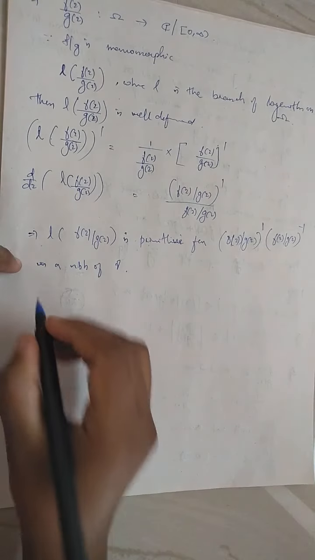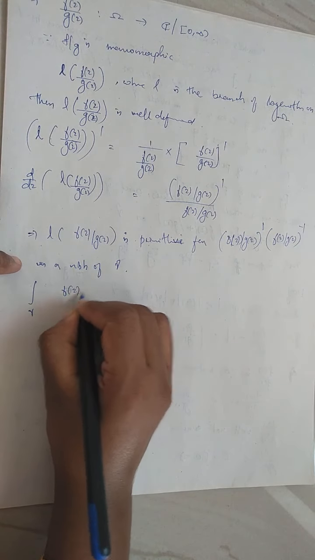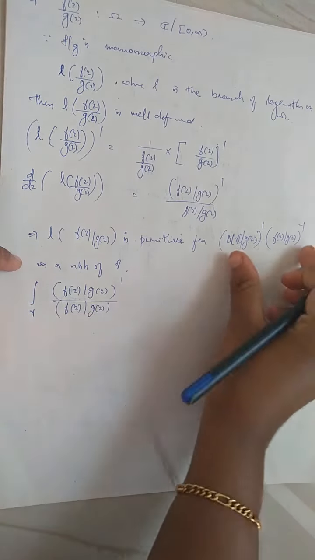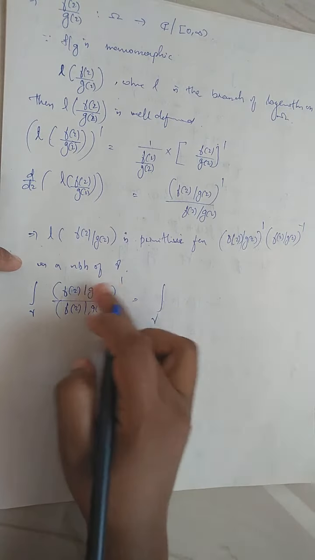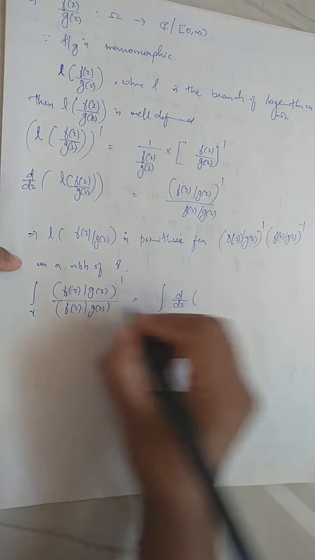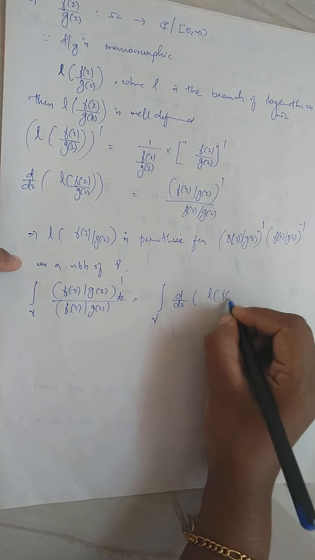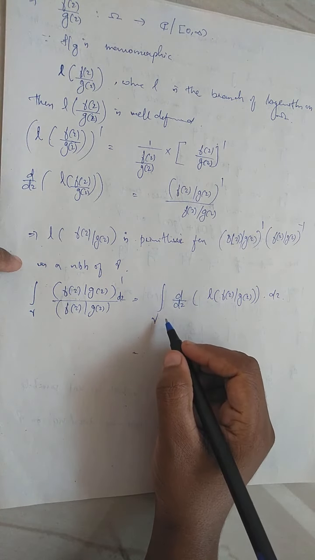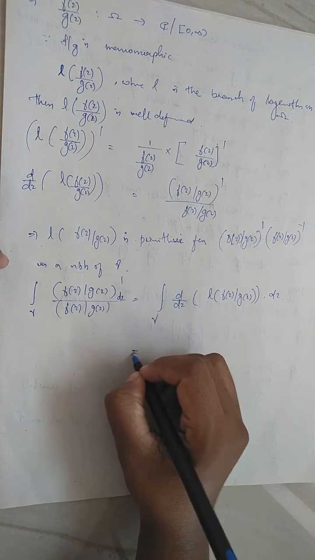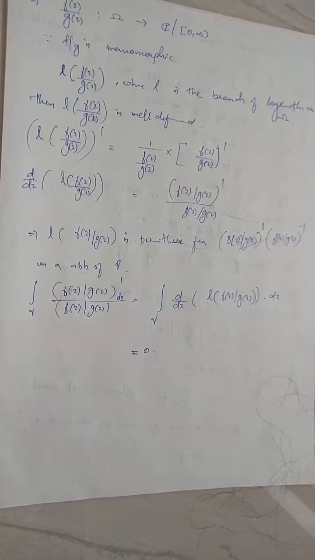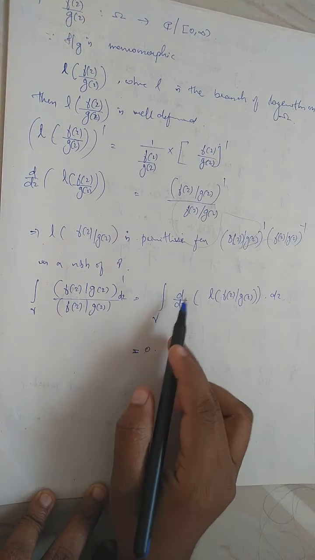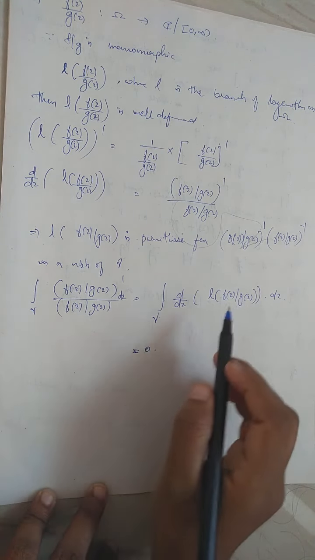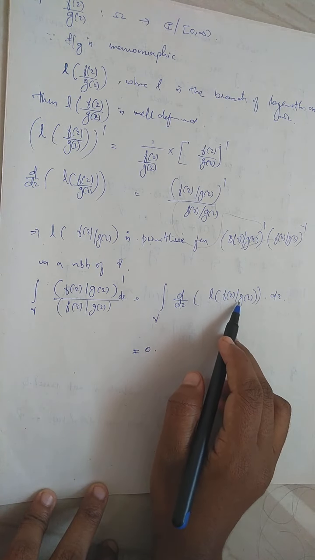Okay. Now consider the integral over gamma of (f(z)/g(z))' divided by f(z)/g(z). Instead of this function I can write d/dz of L of f(z)/g(z), dz. So here by the fundamental theorem we get 0. So we get the integral over gamma of d/dz of the analytic function is 0, because we know that g(z) and f(z) have no zeros inside gamma.